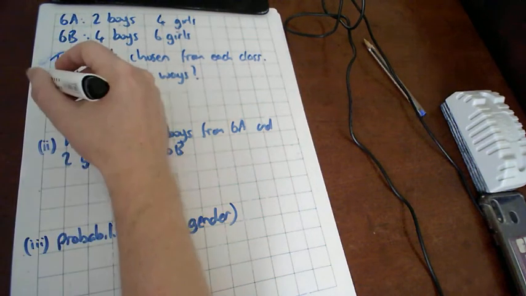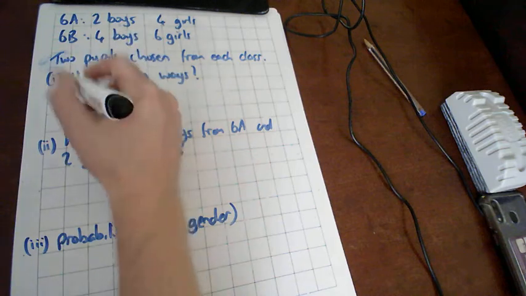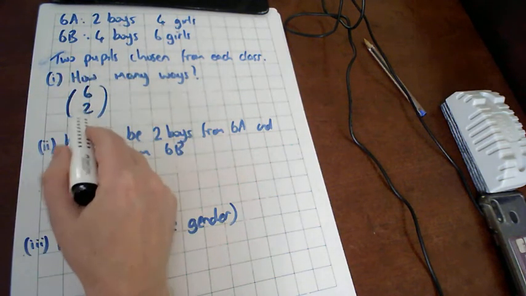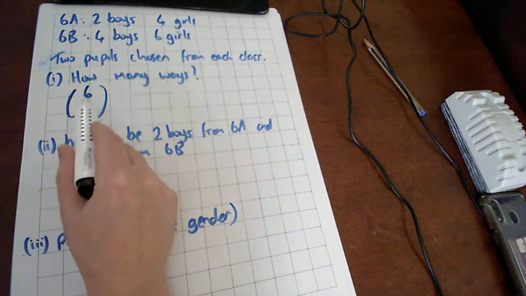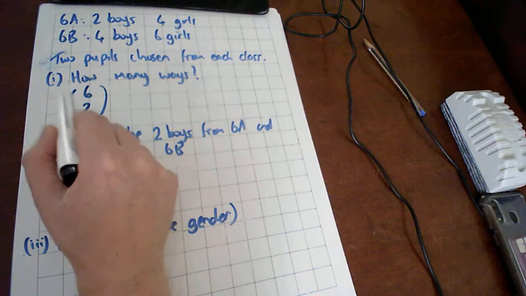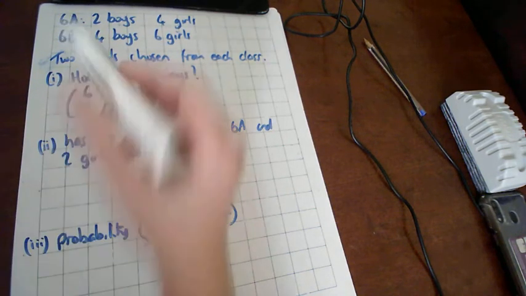Okay, so in class A, there are a total of 6 people, and we want to choose 2. So there is 6C2 ways of doing that, because there are 6 pupils, we want to pick 2. You could pick the first 2, you could pick the first and the third one, so there's all these different combinations, and that's how we do it in a calculator.